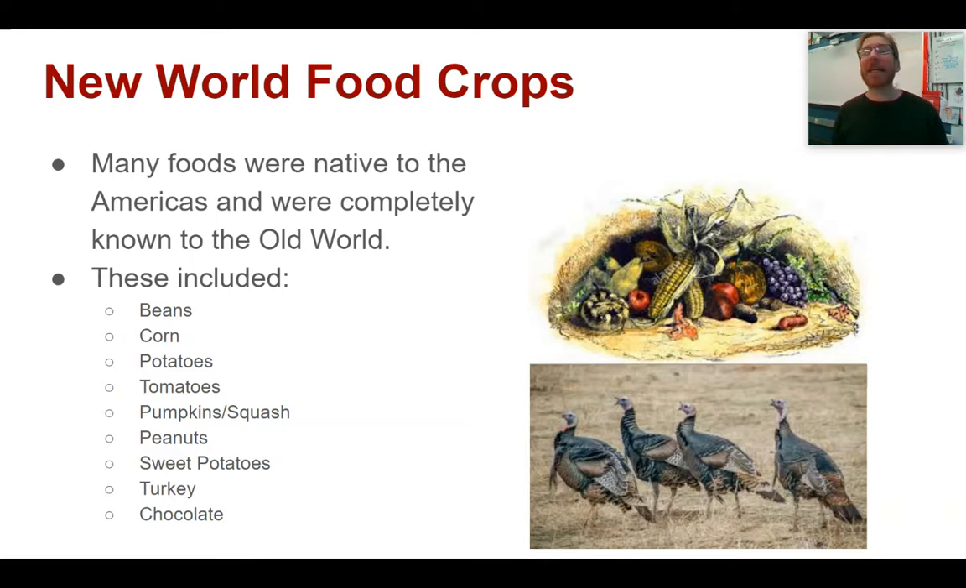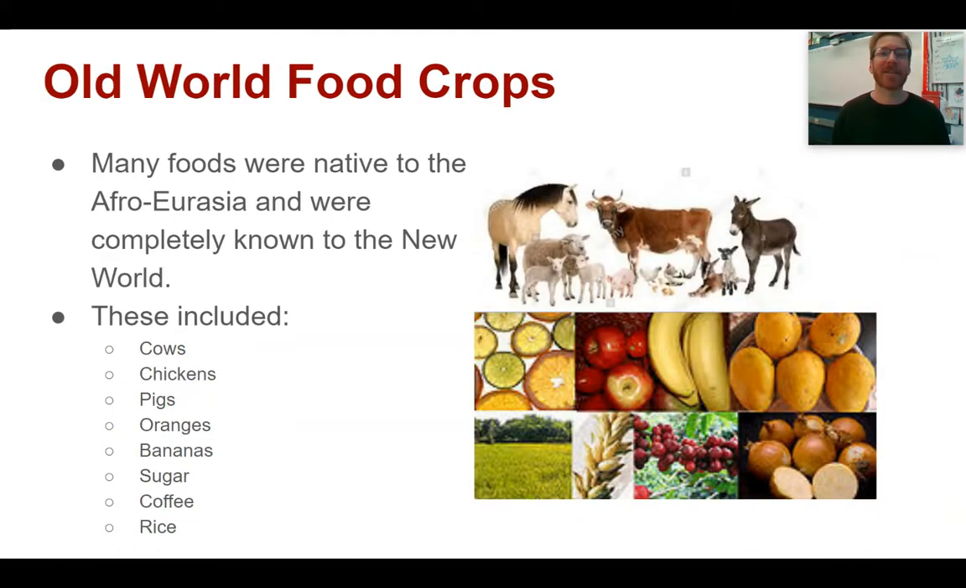Tomatoes, pumpkins, peanuts, sweet potatoes, turkey, and chocolate. These are all New World staples. And before 1493, the Old World, Africa, Europe, and Asia, knew nothing about them. They'd never had any of these foods.